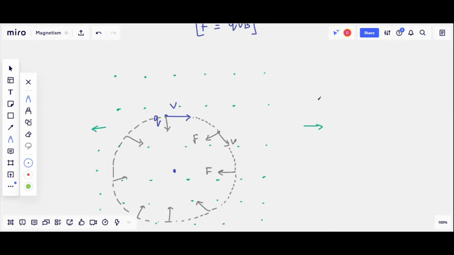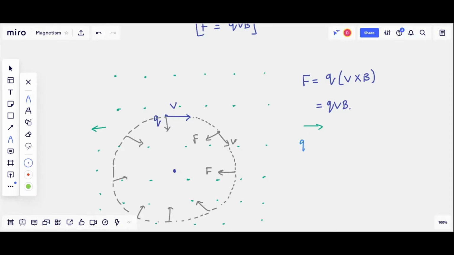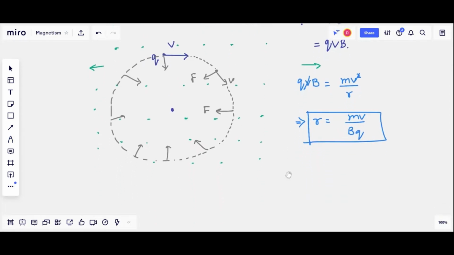So we can write that the force acting on this charge is Q times V cross B, which is nothing but QVB. And since it is moving in a circle, this force must provide the equivalent centripetal force, which is equal to mv squared by r. If we solve this, one of the v's gets cancelled, and the radius of the circle comes out as mv over bq. This is worth remembering: the radius of the circle in which the charged particle moves when it enters perpendicular to a magnetic field is mv over bq.